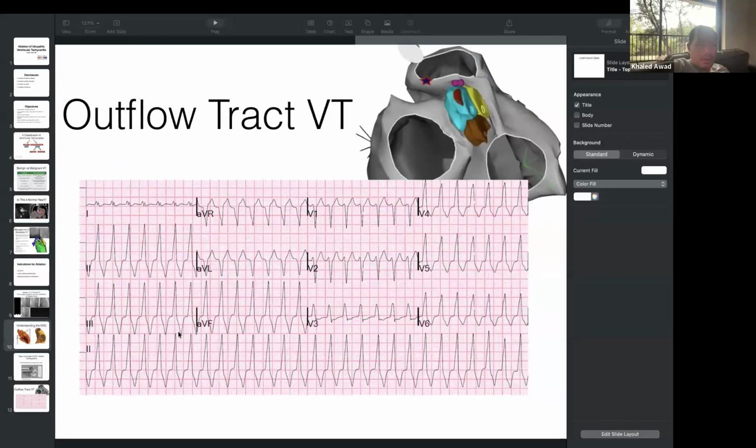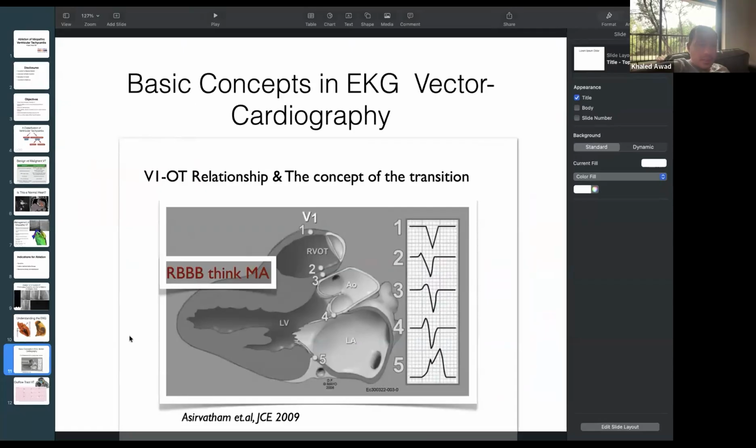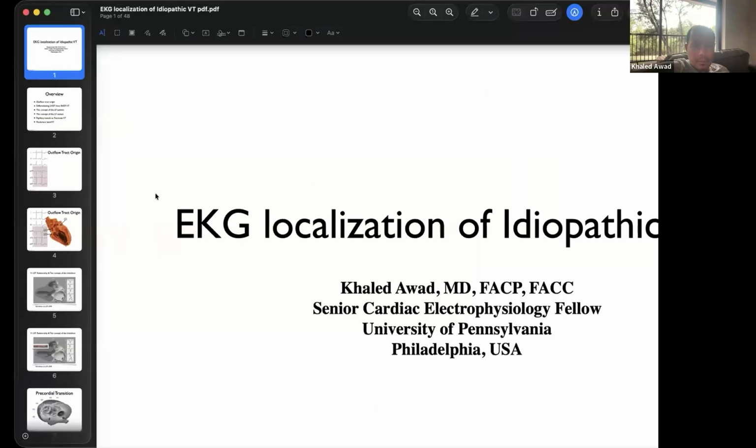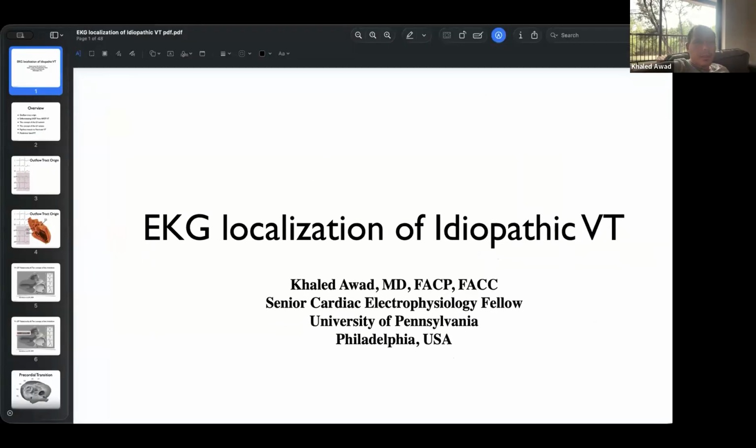Well, we need to understand that. Let me go to this other presentation that's going to explain this a little bit more for us. I have to change the window we're sharing. Yep. So now you should be seeing the EKG localization window.